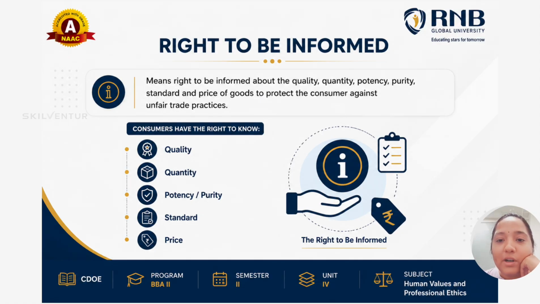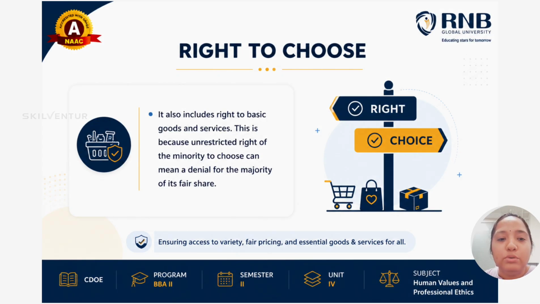Now we are going to talk about one of the important consumer rights, that is the right to choose. The right to choose means that every consumer has the freedom to select from a variety of goods and services that are available in the market, and it ensures that consumers are not forced or pressured to buy a particular product.